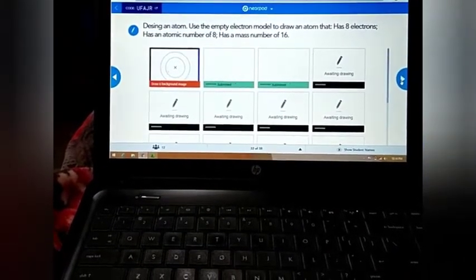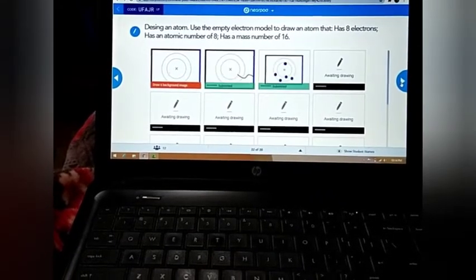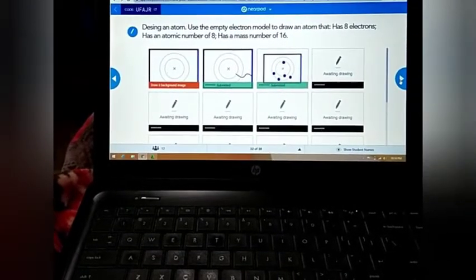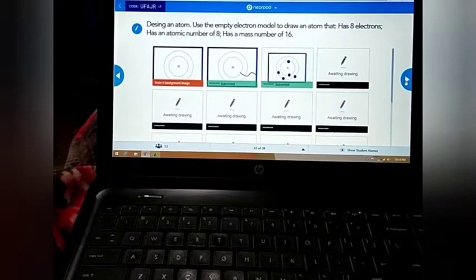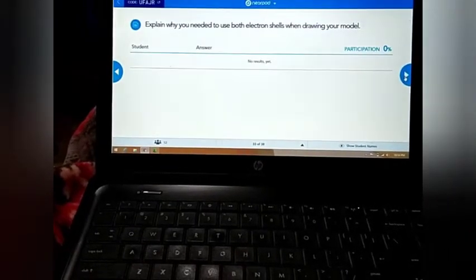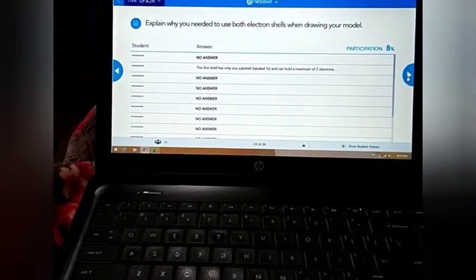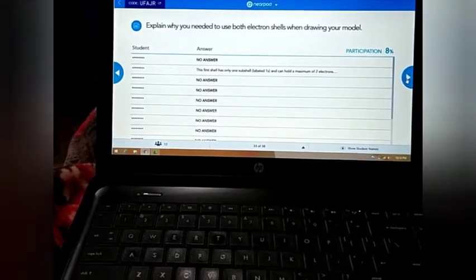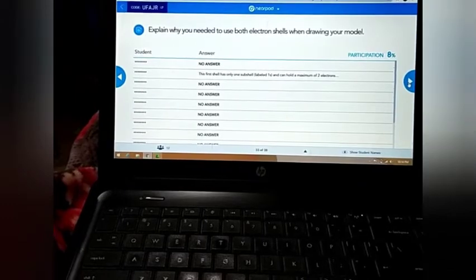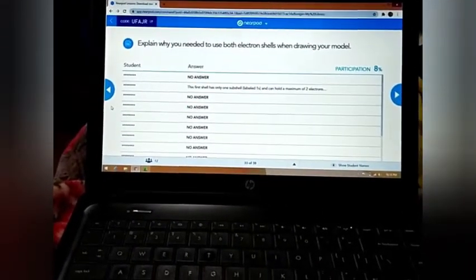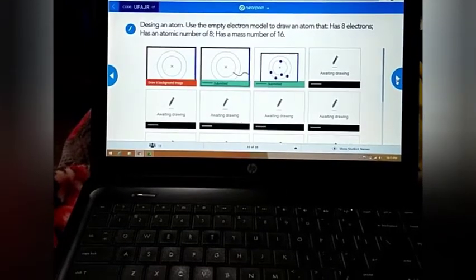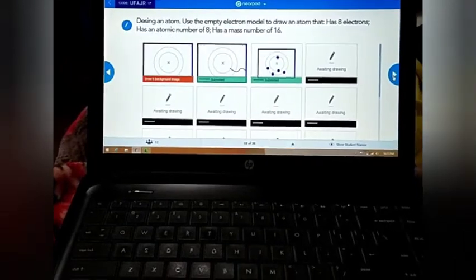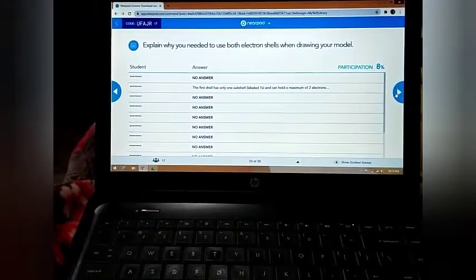Okay, then you have to design an atom. Use the empty electron model to draw an atom that has 8 electrons, and its atomic number is 8 and mass number is 16, which means its number of protons and neutrons is 8 and 8, and when we add it up it's 16. Now explain why you needed to use both electron shells while drawing your model. Okay, yes, exactly. The total number of electrons which we needed to add was 8, and the first shell can hold only up to 2 electrons. So that's why we had to add another shell to complete the number of electrons which they have told us.